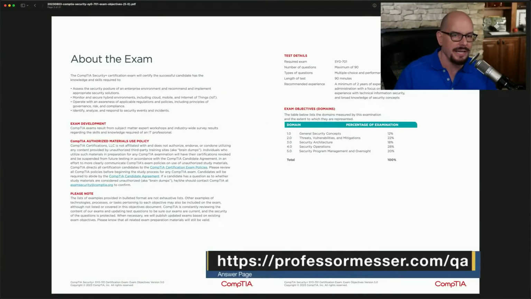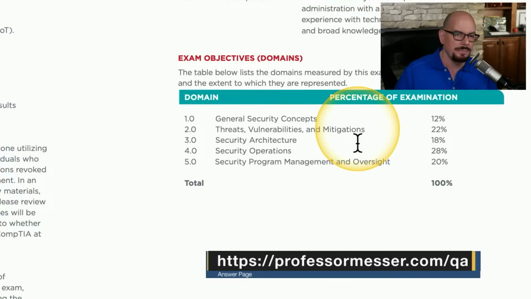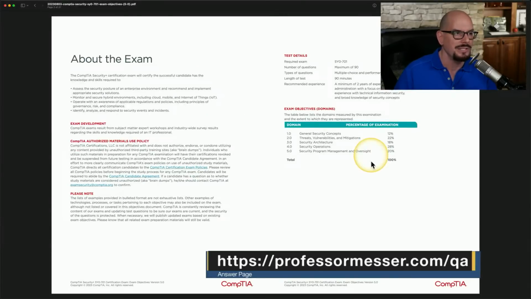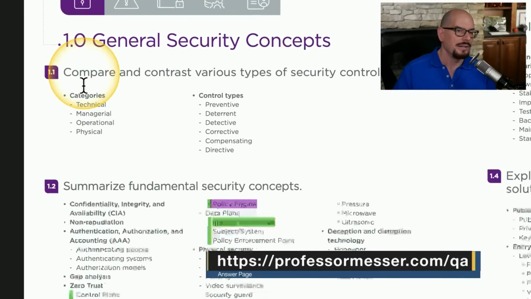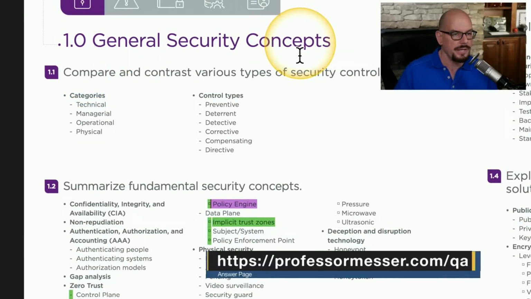Tells you about the exam, gives you an idea of the different percentages for the different domains. That's where it's listed. And then they just start listing out everything that's on the exam. This is it. Everything is listed here. So we have, for instance, domain 1 is general security concepts.